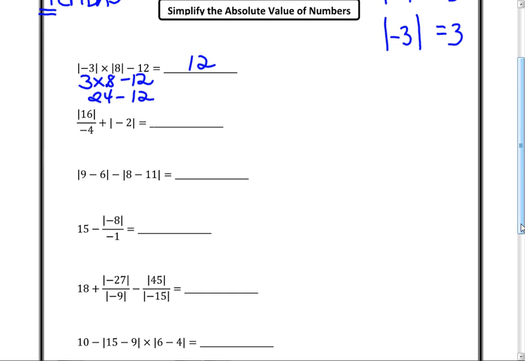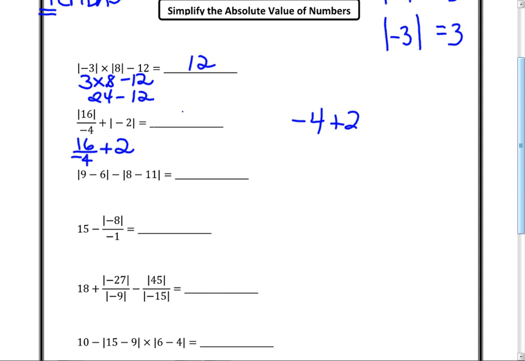Okay, Cole, what's this going to give me? First, we get rid of all the absolute value symbols. Show me the work. You have to show the work. It's 16 divided by -4. Is the -4 an absolute value? No. Plus, and what's the absolute value of -2? 2. So what's 16 divided by -4? Careful. It's -4 plus 2. What's that going to give you?